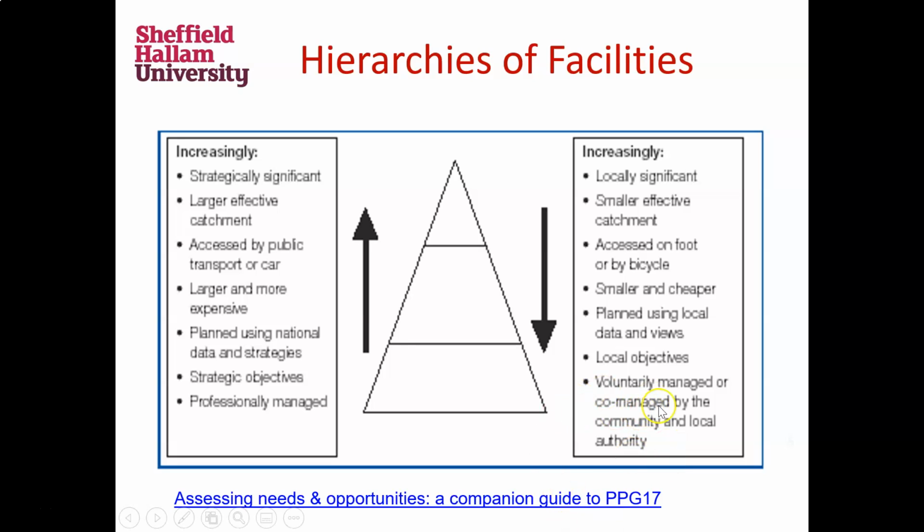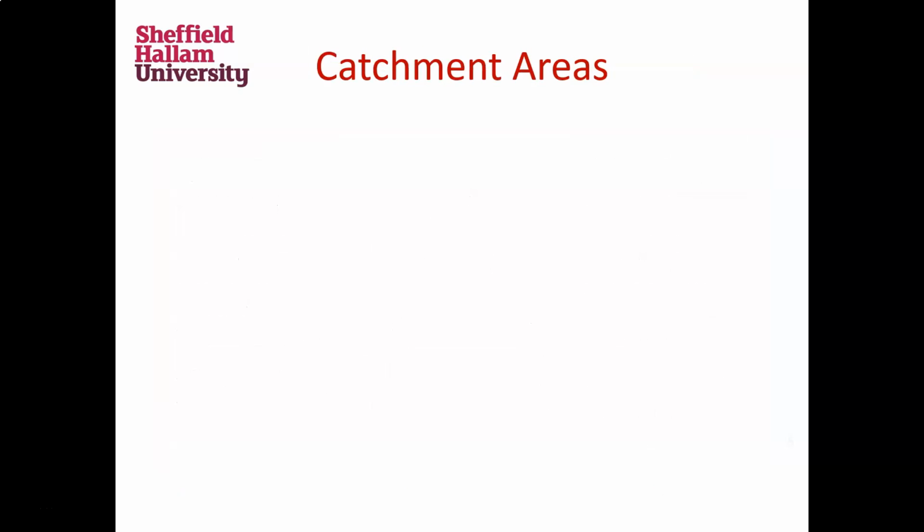So that hierarchy is useful for helping us start to think about catchment areas and the size of catchment areas. So the bigger, the more strategic the facility, the higher the facility pull. The smaller, the more local the facility, the stronger the consumer pull and the smaller the catchment area. Okay, so let's think then about some catchment areas.